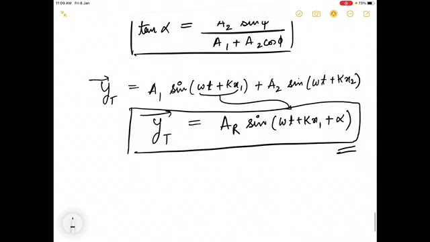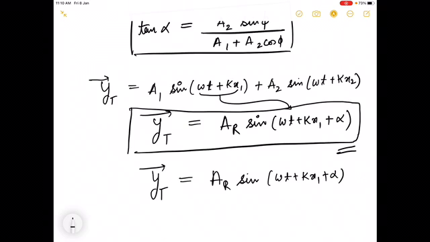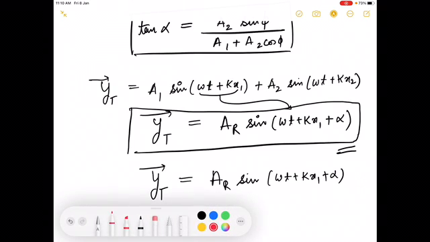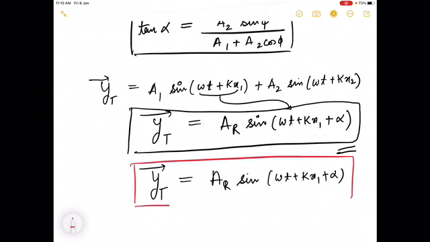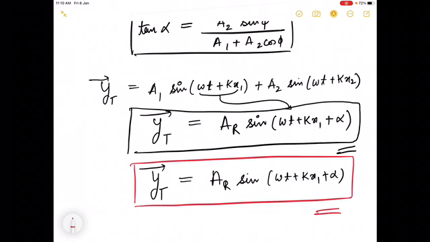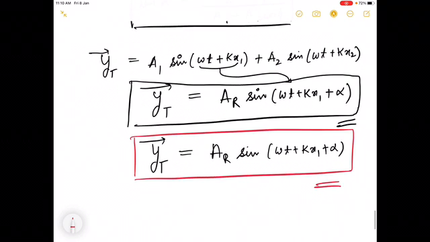So your resultant y(t) will be equal to AR, the resultant of both your amplitudes, times sine of (omega t plus kx1 plus alpha). I hope that is understandable. Clear. This is how the resultant vector is going to behave. Yes or no? I hope that is understandable to everyone. Okay, let's move forward.